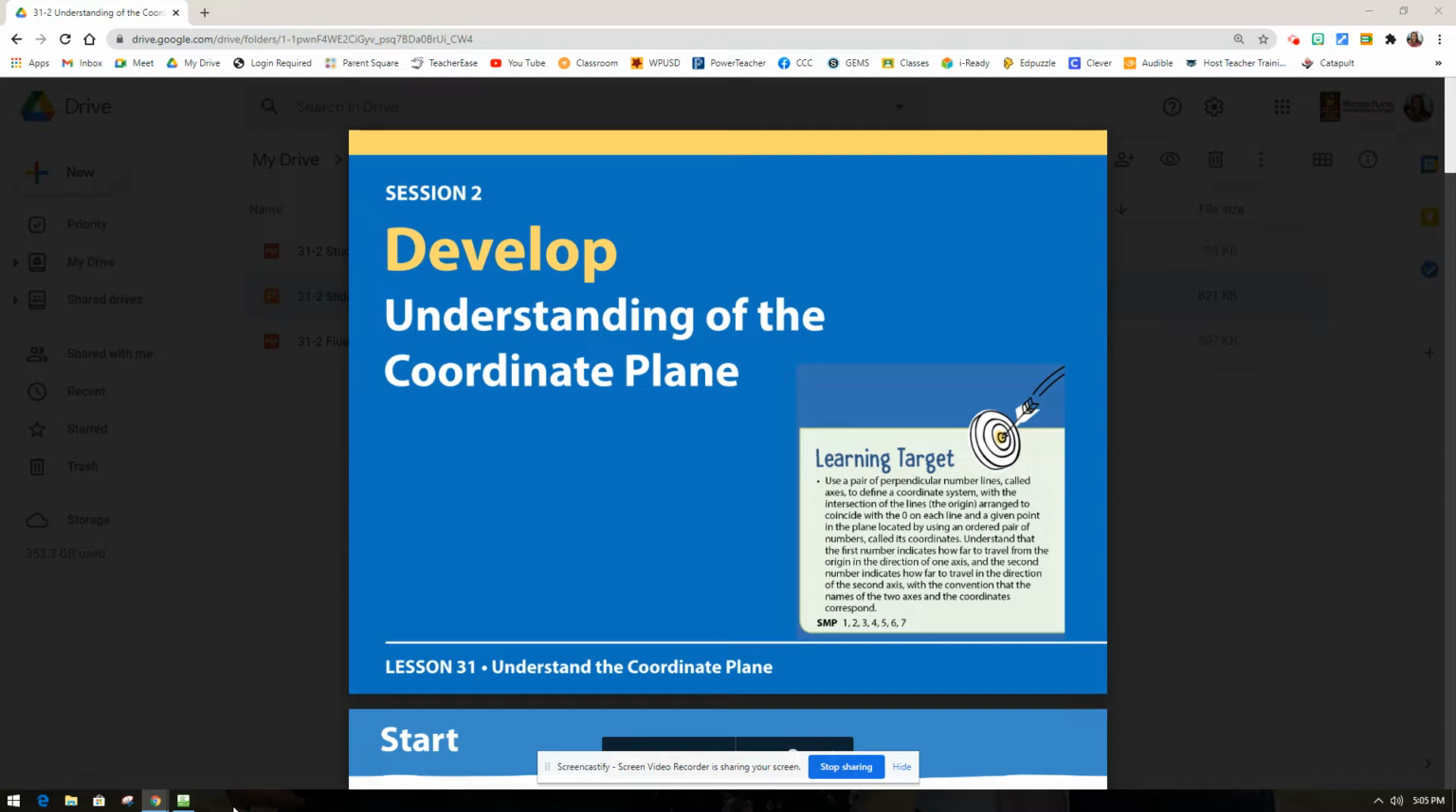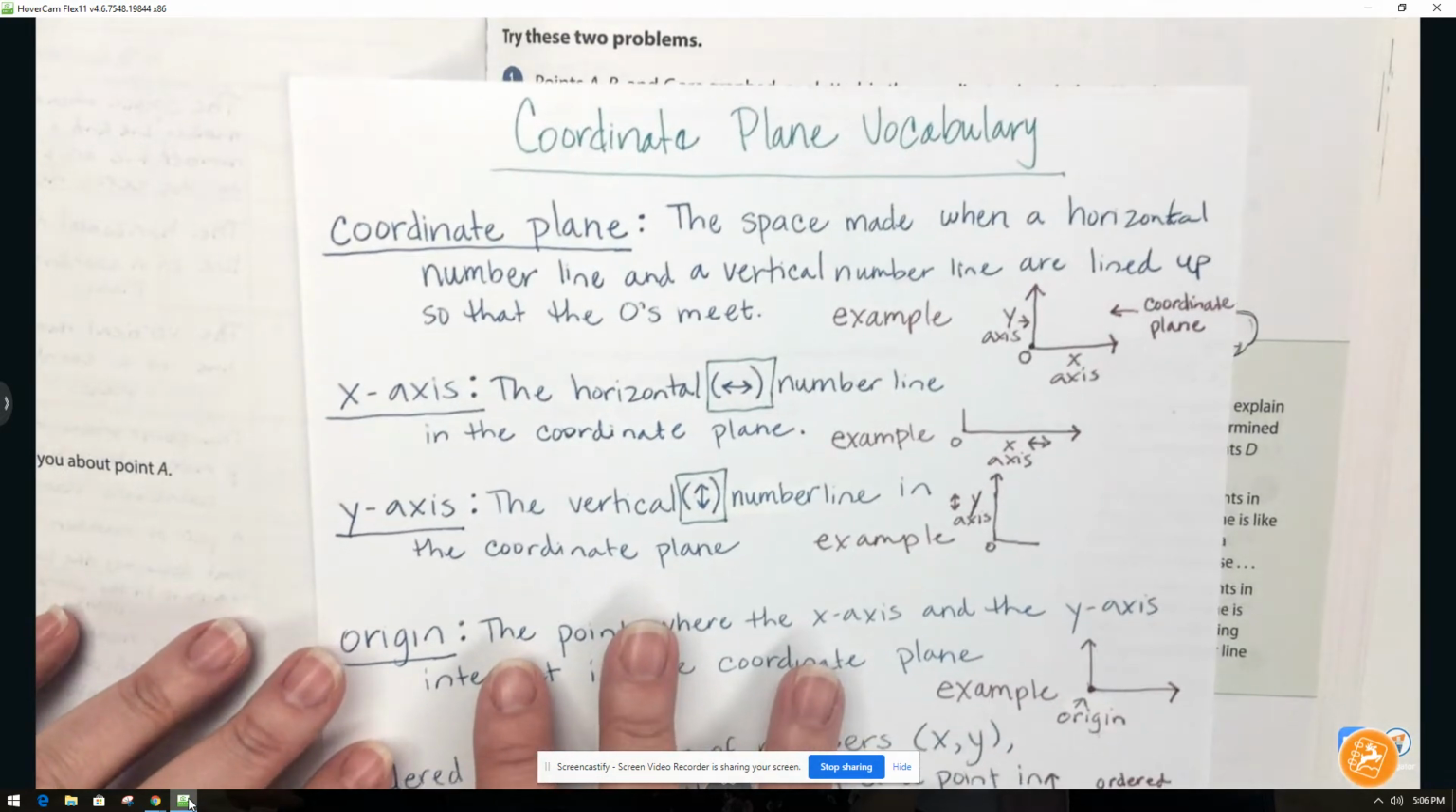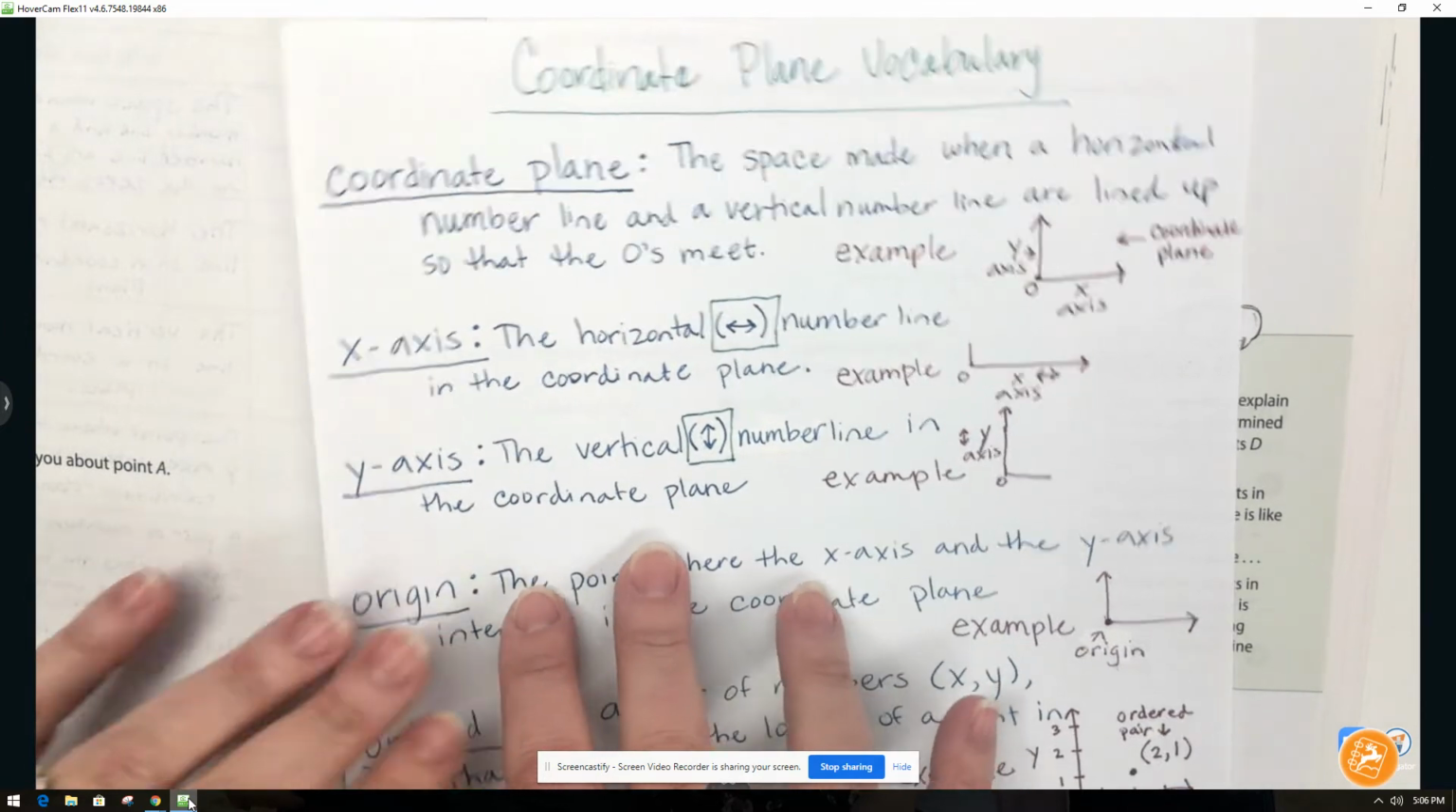We'll be on pages 651 through 654. So you can go ahead and turn to page 651. But I am going to go over some of the vocabulary before we begin. So we're on page 651. All right, so to begin, I want to go over this coordinate plane vocabulary with you.